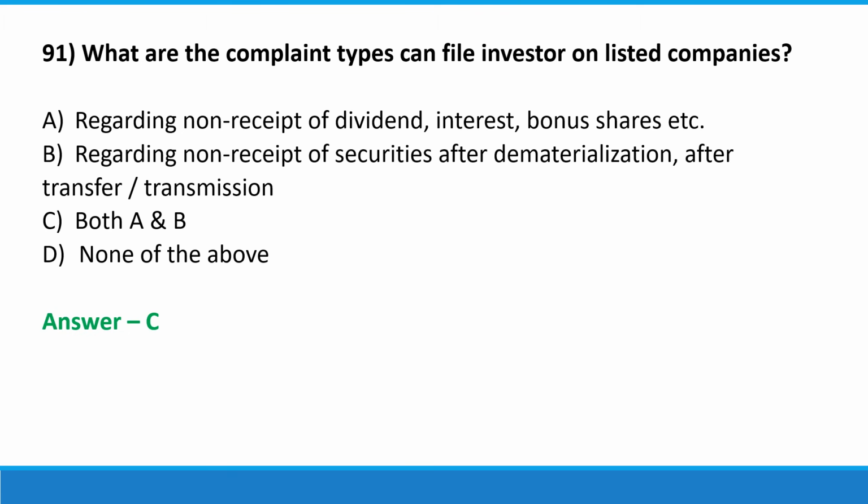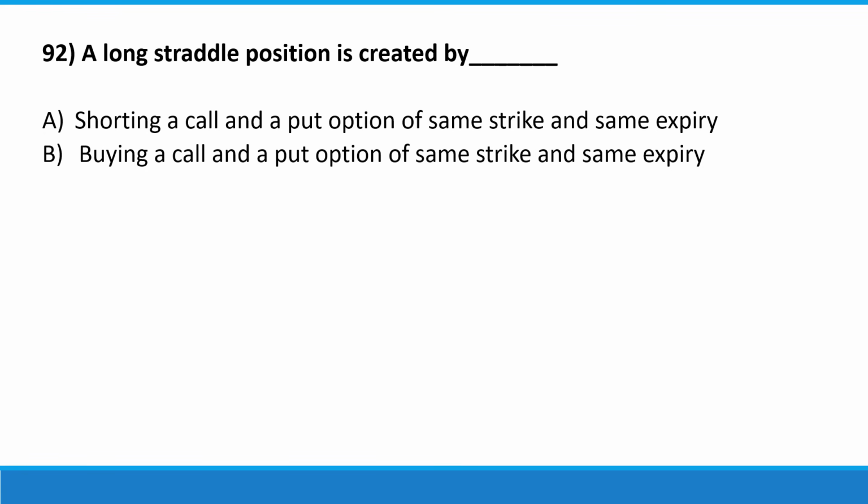Both A and B. A long straddle position is created by option A, shorting a call and a put option of same strike and same expiry. Option B, buying a call and a put option of same strike and same expiry. The correct answer is option B. Buying a call and a put option of same strike and same expiry.